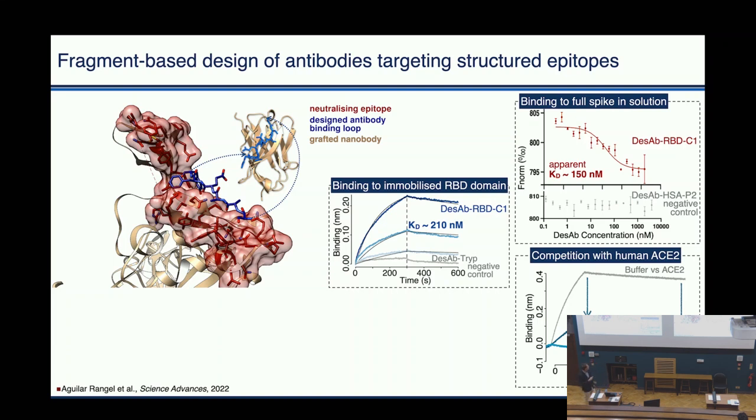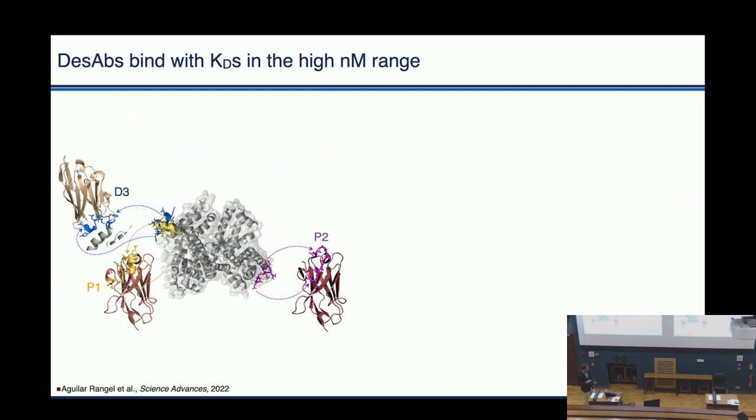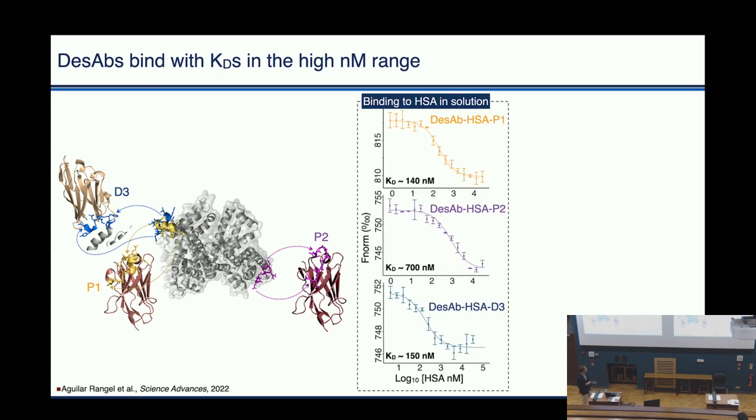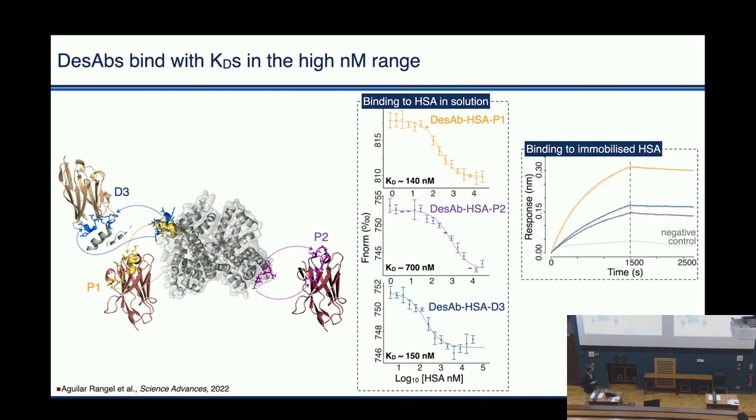We have done a couple more COVID nanobodies in this work, and we have also done some for this protein in gray, which is human serum albumin. And again, for these 3, we found a very similar story. So they still bind with similar KDs in the high nanomolar range. We can confirm the binding on the immobilized sensor as well.